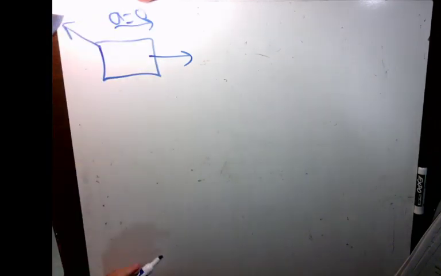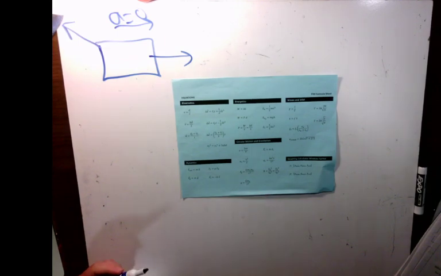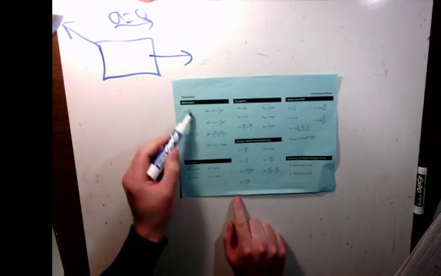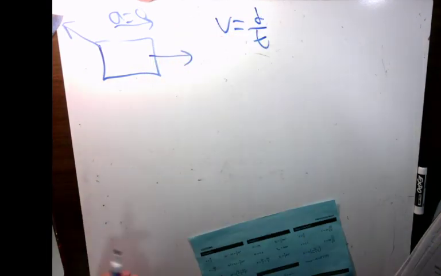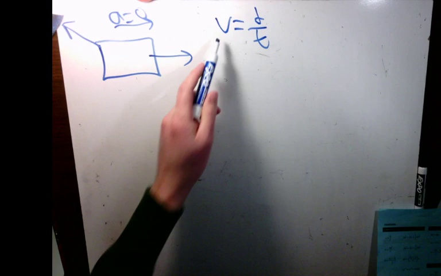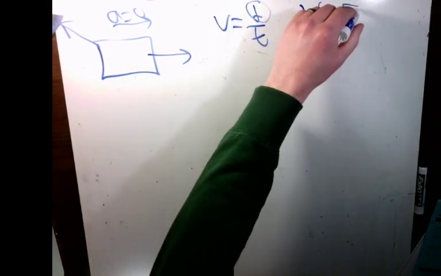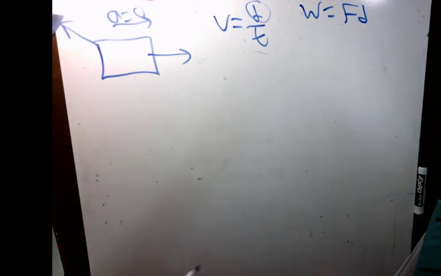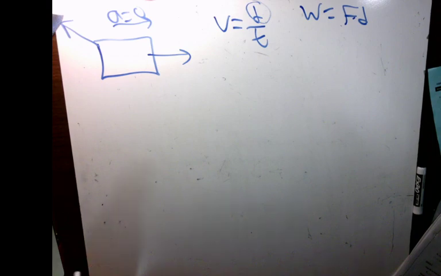So constant motion, which of our formulas from our formula sheet back to kinematics are we able to use? Only these guys, right? V is d over t. They give us a velocity and a time. And look, in order to find work, we need our distance. So we're going to use our kinematic equations to find that distance.